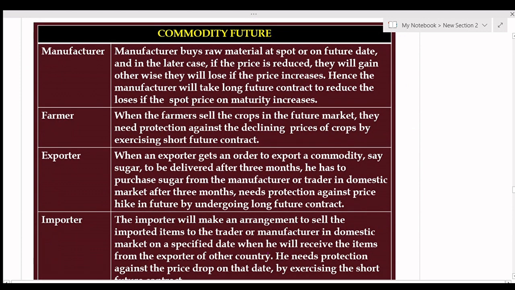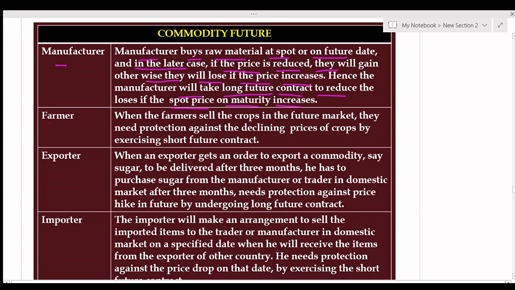Now come commodity futures. First is the manufacturer. The manufacturer buys raw material at spot or on a future date, and in the latter case, if the price is reduced, they will gain; otherwise they will lose if the price increases. Hence the manufacturer will take a long future contract to reduce the losses if the spot price on maturity increases.